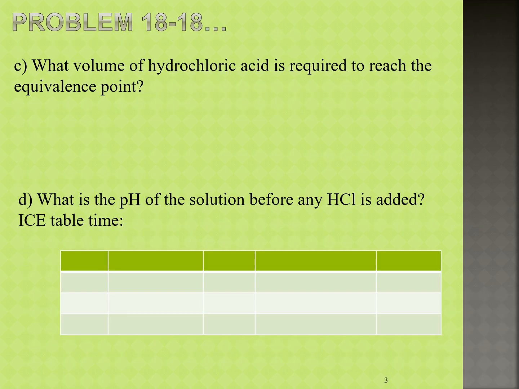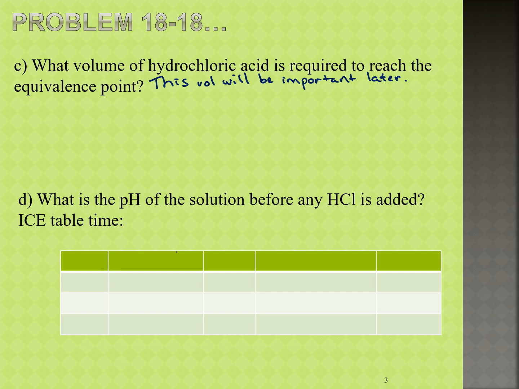Part C wants to know what volume of hydrochloric acid is required to reach the equivalence point. This volume will be important later. I'm going to calculate it now, and then we're going to use that somewhere a little bit later on in our problem.